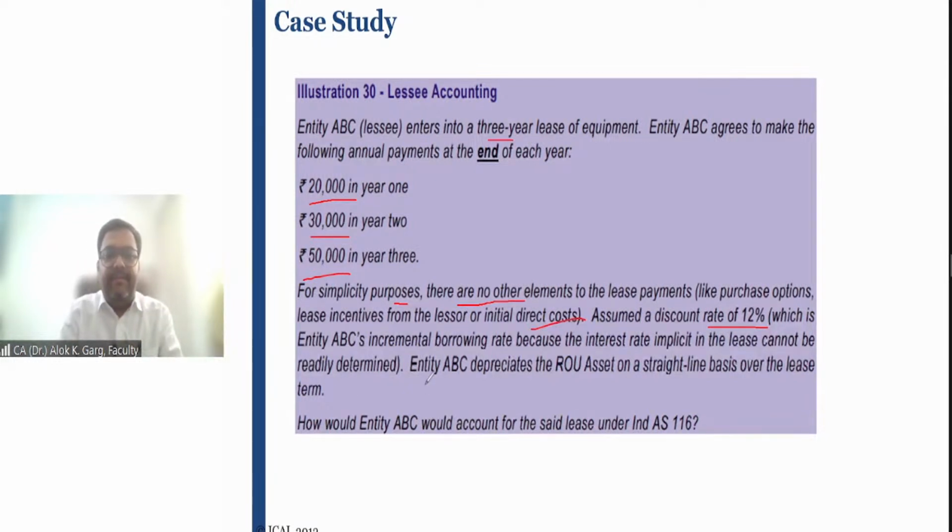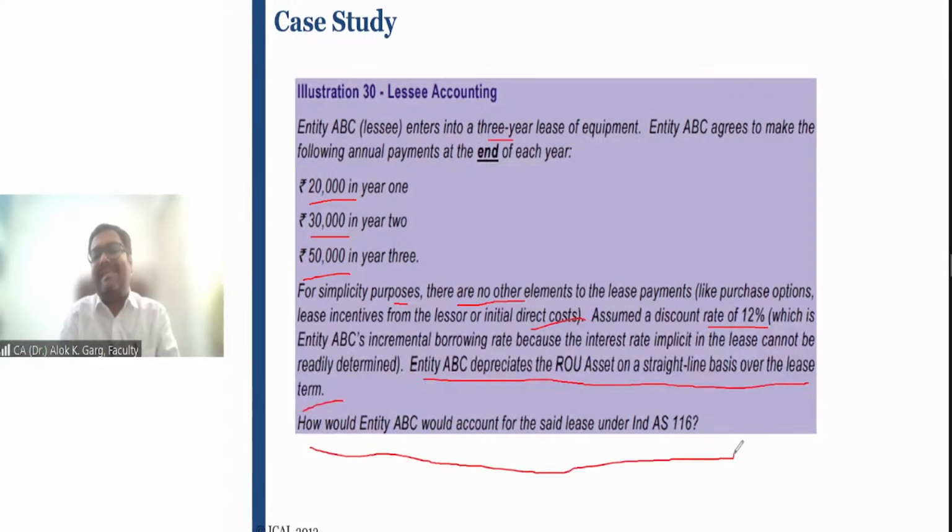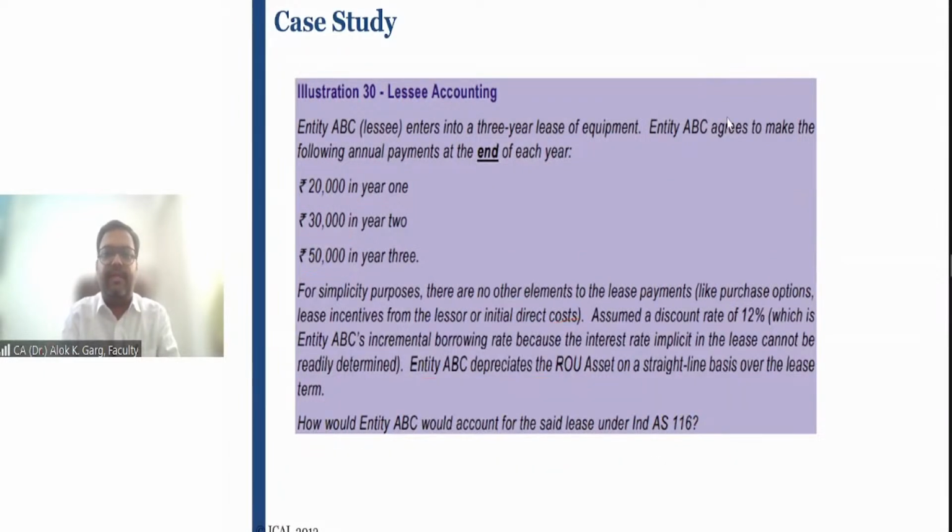So entity ABC depreciates the right of use asset on a straight line basis over the lease term. How would entity ABC account for the said leases under Ind AS 116? So let me again give you initial recognition and measurement and subsequent recognition and measurement. Let me explain this.